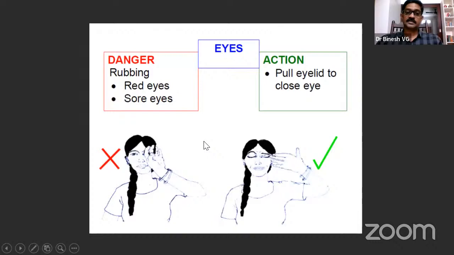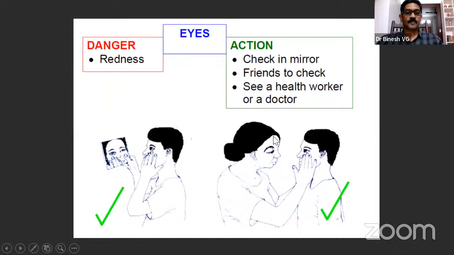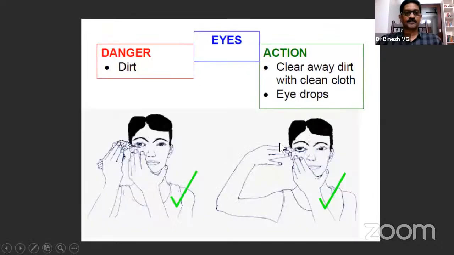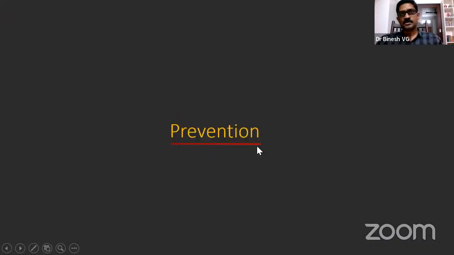Rubbing of the eye is dangerous, and hold the eyelid always to close the eye. Check the eye regularly, just like the hand. Check the eye regularly, look for any warning signs, and discuss it with the health worker or doctor. Suppose some dirt enters, then clear away the dirt with a clean cloth and use eye drops. So that is regarding the self-care practices.